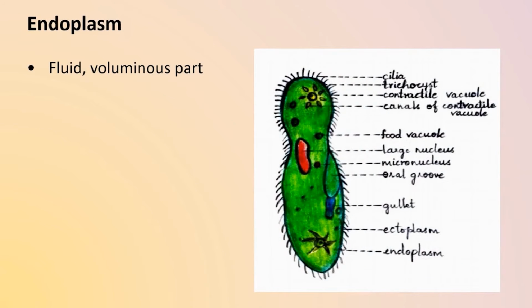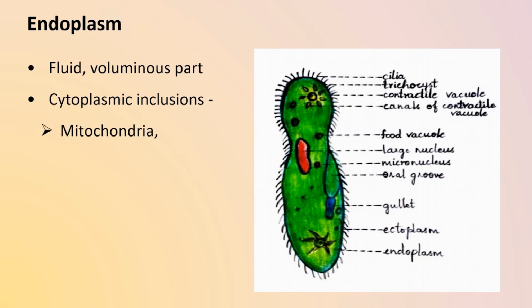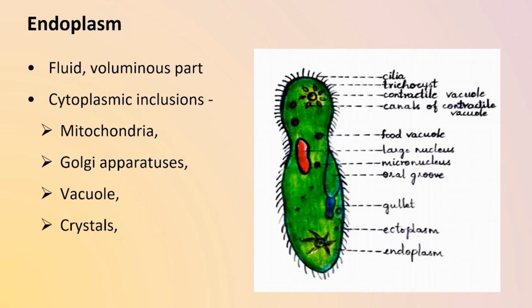Endoplasm. Endoplasm is the fluid, voluminous part which consists of all cytoplasmic inclusions. The inclusions are mitochondria, Golgi apparatus, vacuoles, crystals, granules, chromidia, etc.